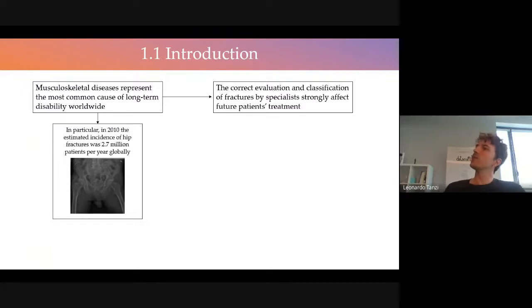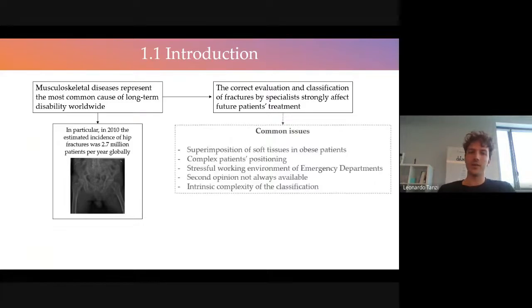But what can be the problem that arises during a diagnosis? They can depend on different reasons. One can be, for example, the quality of the X-ray image. So, for example, the superimposition of soft tissues in obese patients or complex patient positioning.